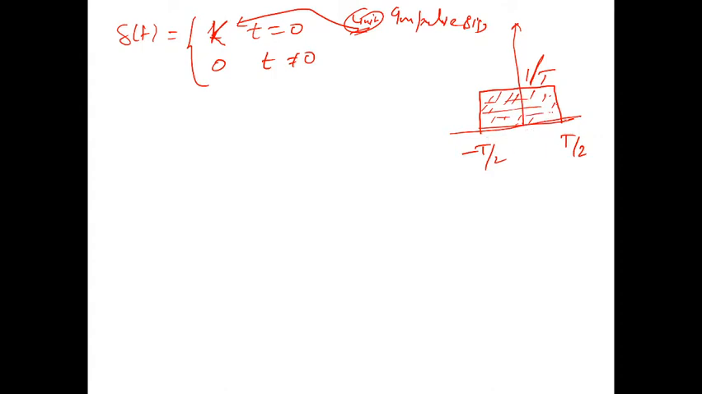From minus t by 2 to t by 2, how much is that? So t. And the height is 1 by t. So what is the area? So this is 1. Is it clear to you? So it is 1.